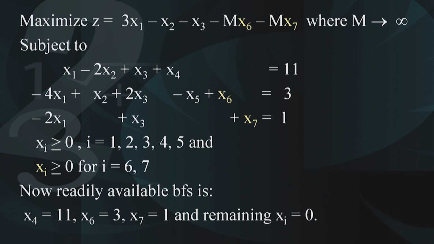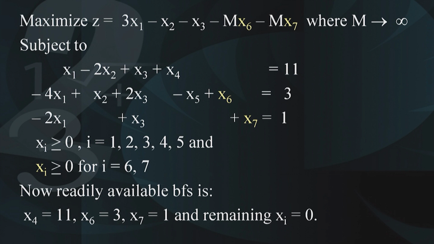Similarly, in the third equation, it becomes minus 2x1 plus x3 plus x7 is equal to 1. Again, x7 is an artificial variable because it was not present earlier and we did not have an initial basic variable in the third equation. Of course, all the variables xi's, for i equal to 1, 2, 3, 4, 5, 6 and 7, should be greater than or equal to 0.